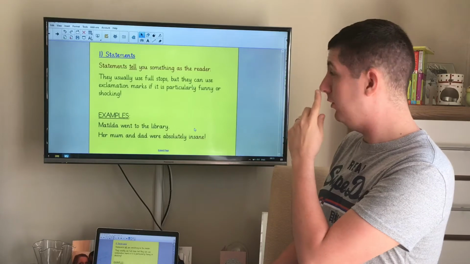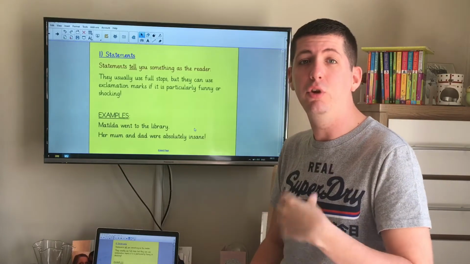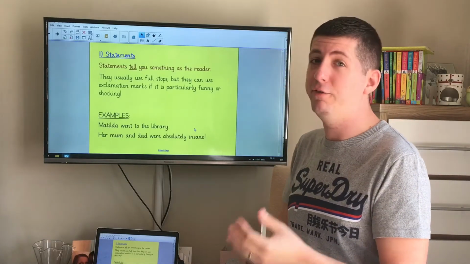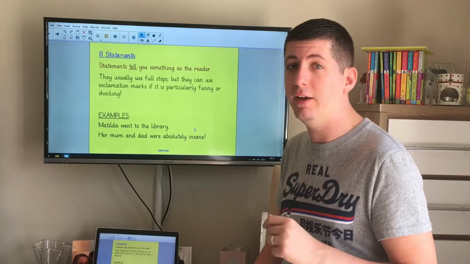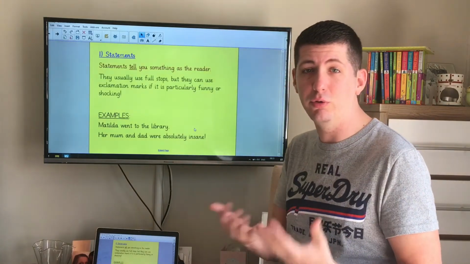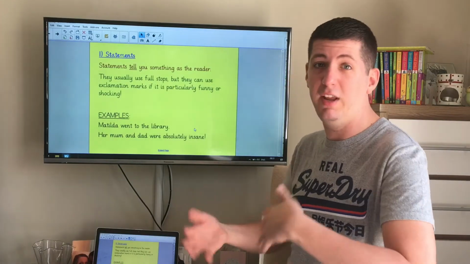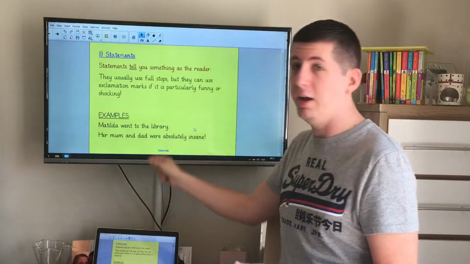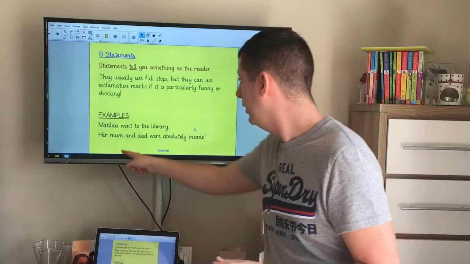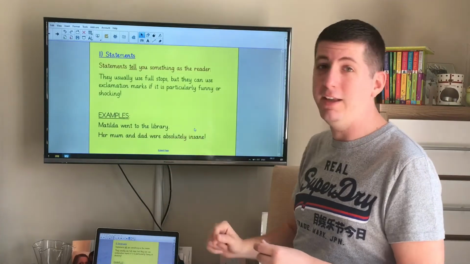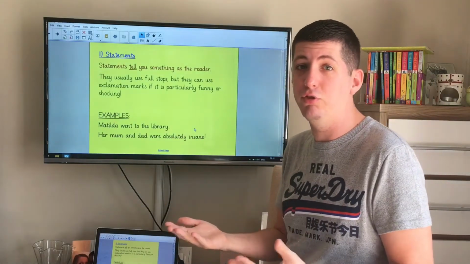Sentence number 1 is a statement. Now, statements tell you something. They're giving you information. And they usually have full stops, but they can also have exclamation marks if something's particularly funny or shocking or interesting. So here are some examples of statements, things which are just information. Matilda went to the library, something that she did. Her mum and dad were absolutely insane. Again, it's a statement, it's something that is true.